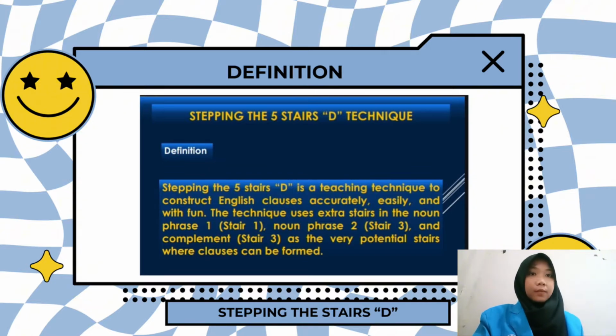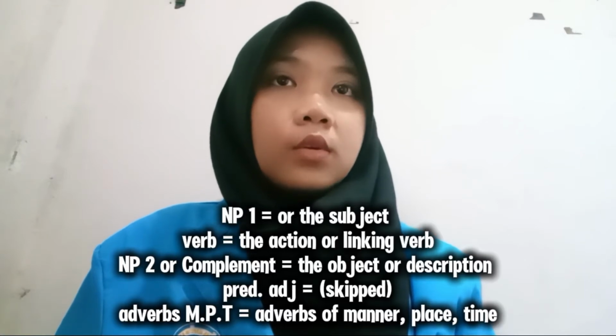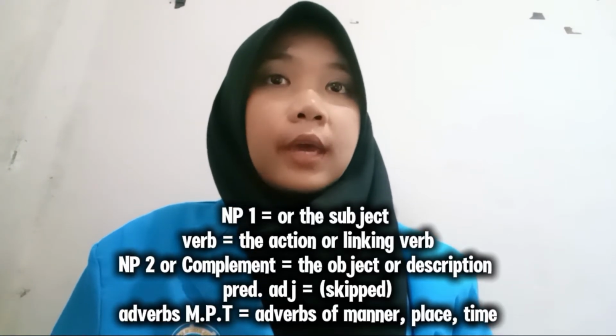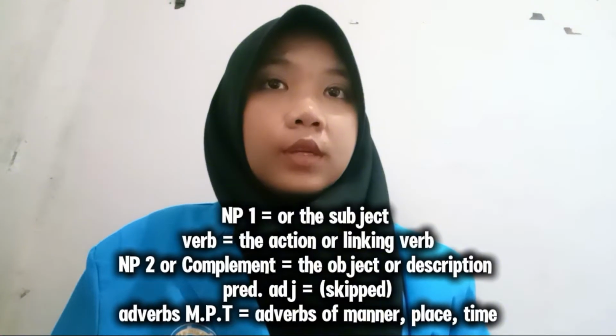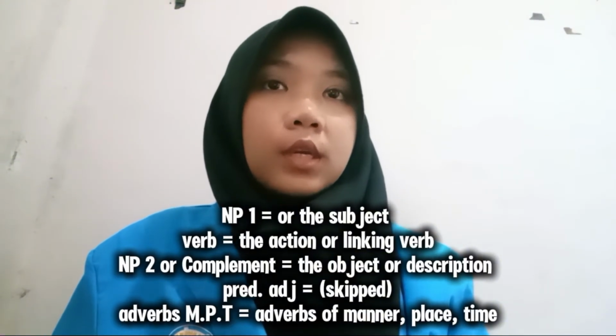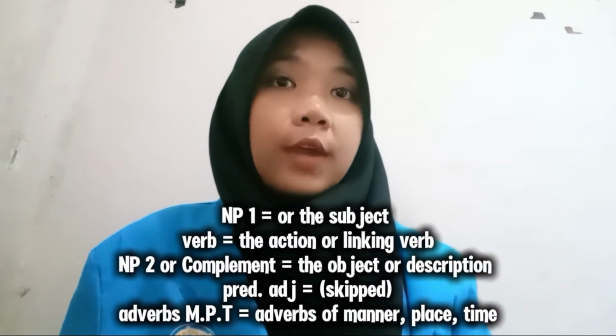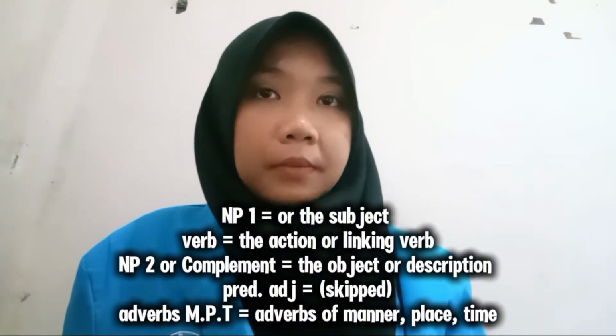So what is Stepping the 5 Stairs D? This technique uses 5 main stairs to create sentence structure in English. Noun phrase 1, or the subject. Verb is the action or linking verb. Noun phrase 2, or complement, the object or description. Predicate adjective is optional, we don't use it. And adverbs of MPT: manner, place, and time.